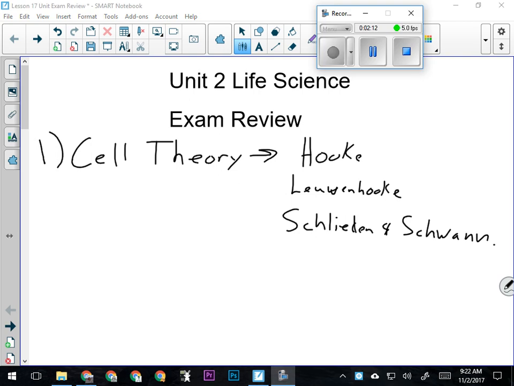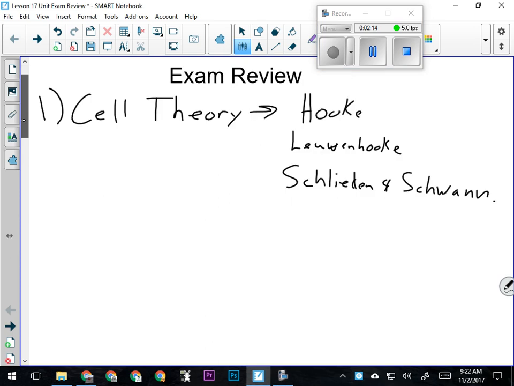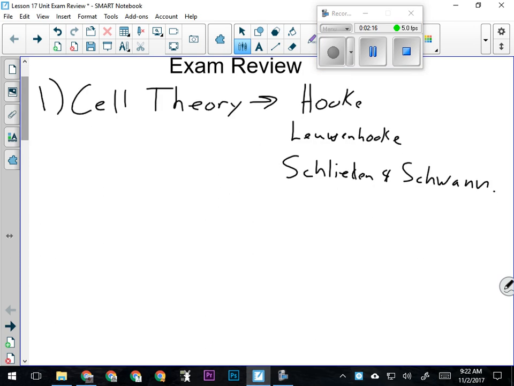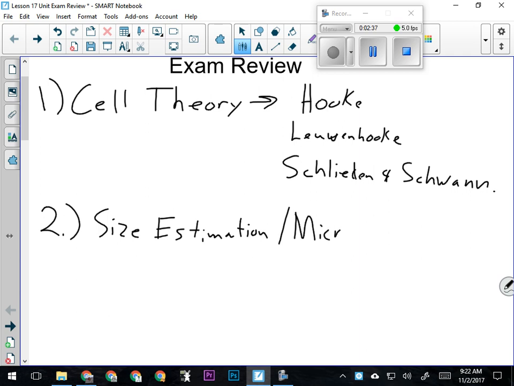Then after we talked about the cell theory, we talked about microscopy and things like that. So certainly being able to estimate the size of an object is something that you would be required to do. Yes, on the longest dimension. Size estimation, microscopy, what a proper lab diagram looks like.